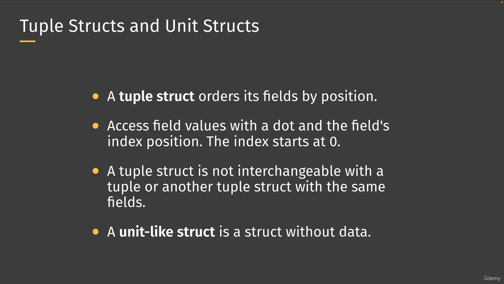The intent is that you can define multiple differing types that contain the same data in order, but distinguish between them within your program. Finally, a unit-like struct resembles a unit, an empty tuple, in that it is a struct without any data, but you can still define methods on it, and there are some use cases for this in more complex code. All right, that's all there is to cover in this section.